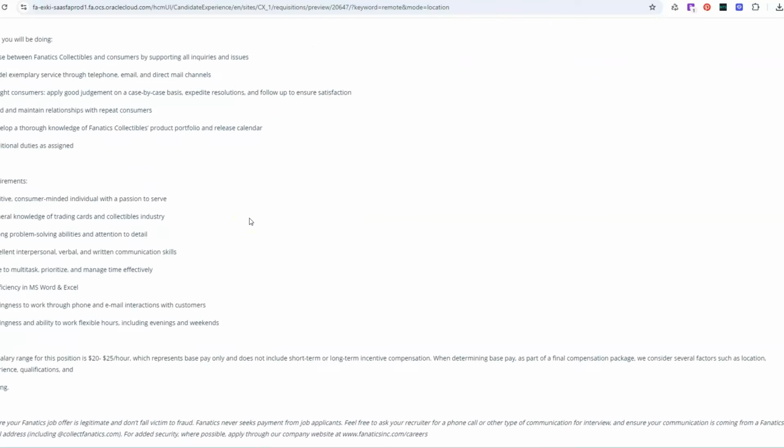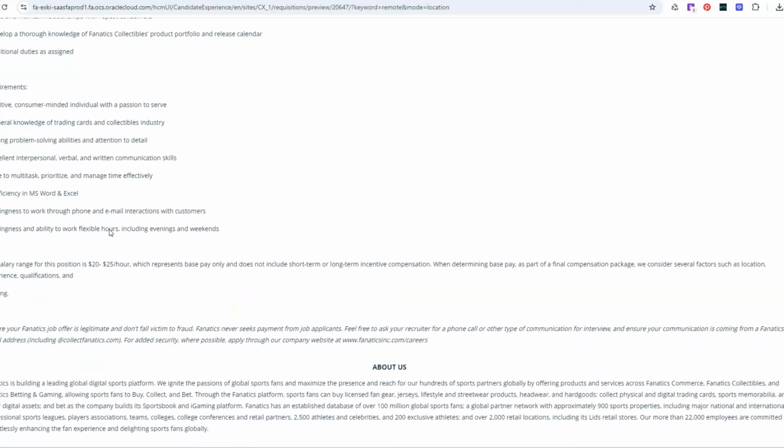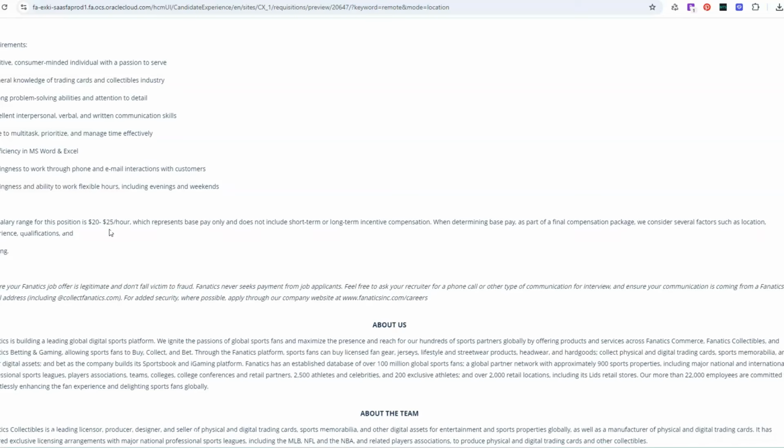So here, what they're looking for is individuals who have strong problem-solving ability, pay close attention to detail, and have good verbal skills. You are proficient in MS Word and Excel. You do need to be available to work evenings and weekends as needed, and have a general knowledge of trading cards and collectibles. The pay for this job is $20 to $25 per hour.